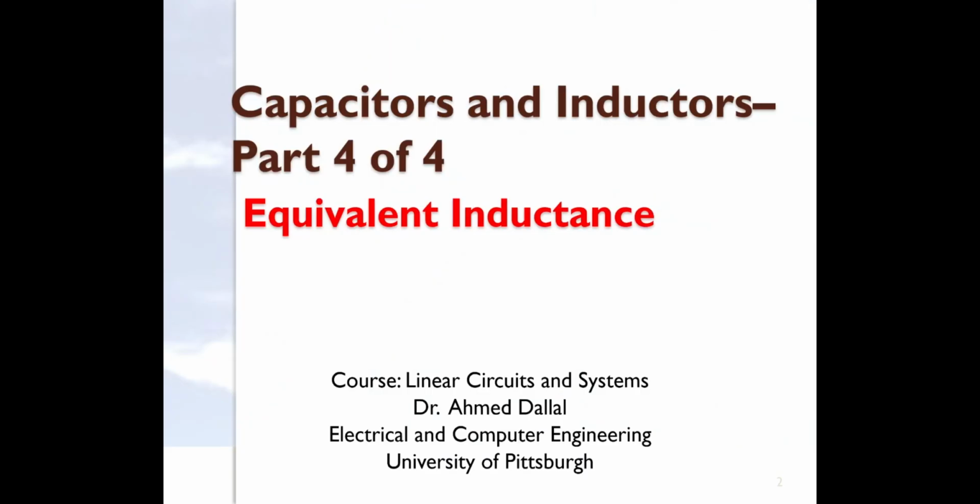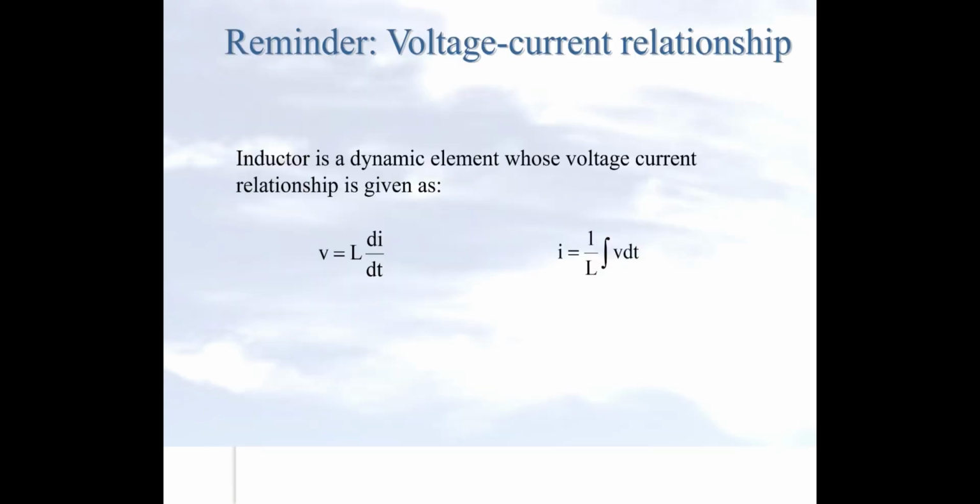Hi everyone. In the last video of the series, we learned how to reduce inductors connected in series and parallel to one equivalent inductor. As a reminder, an inductor is a dynamical element whose voltage-current relationship is given as follows: V, the voltage drop across the inductor, is equal to L di/dt, where L is the inductance and I is the current through that inductor.